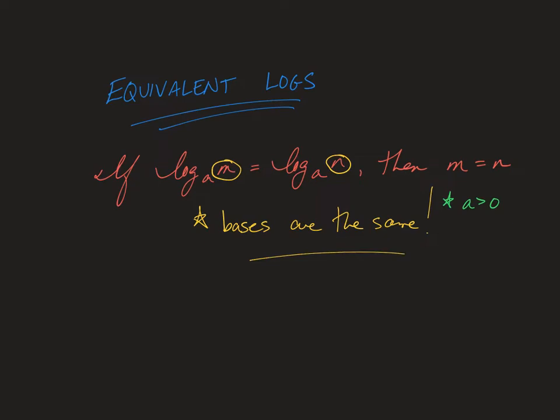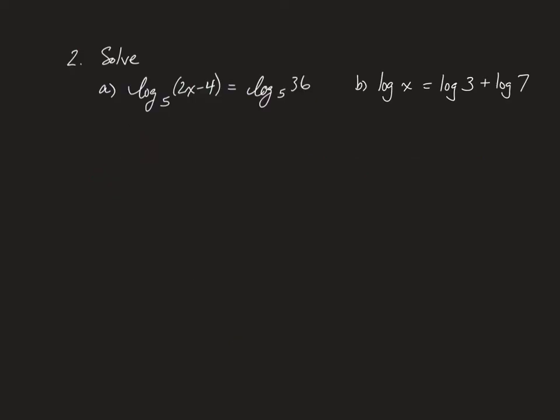So, as a little bit of a duh moment, if I had log x from base 5, and that was equal to log 12 from base 5, then my x must equal 12. If I have a single log equal to a single log, and those bases are the same, therefore the results must be equal. We can use equivalent logs to solve log equations as well. So let's take a look at question 2, and we're going to solve a bunch of equations using both of those methods.